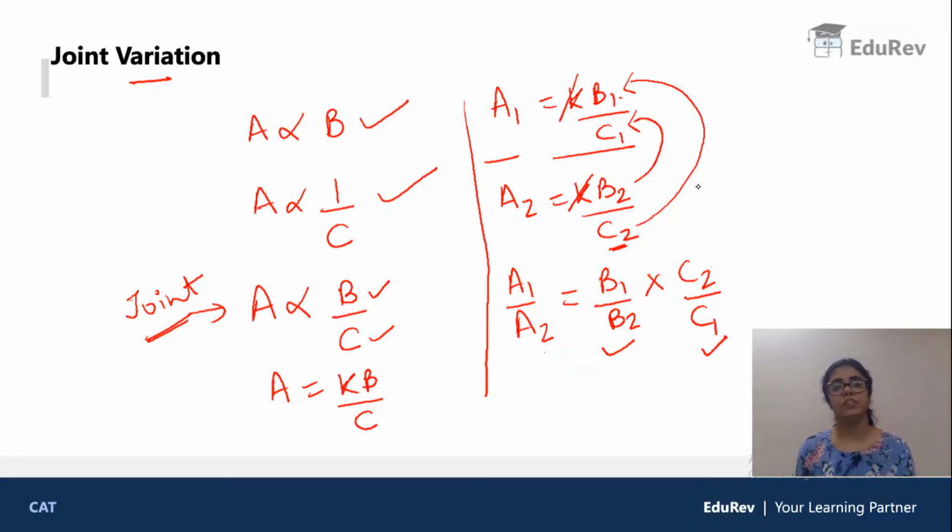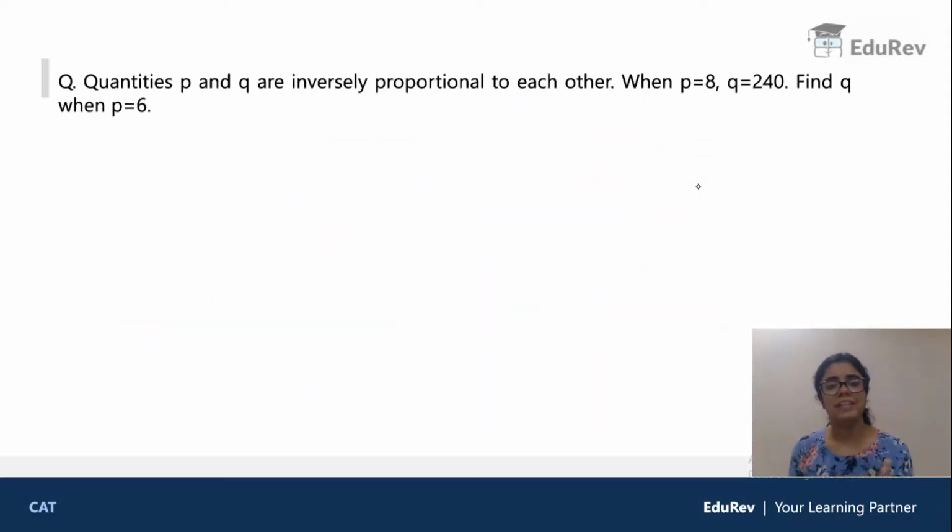So this is an example of joint variation. And most of the times in CAT, the questions are asked on joint variation. They don't ask you individual questions on direct and inverse. Mainly they are joint variation questions. Okay? Now let's look at a few questions. Let's see the first question.